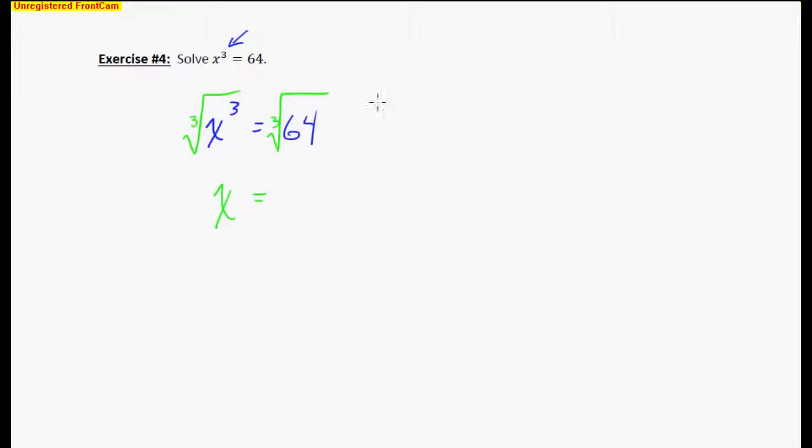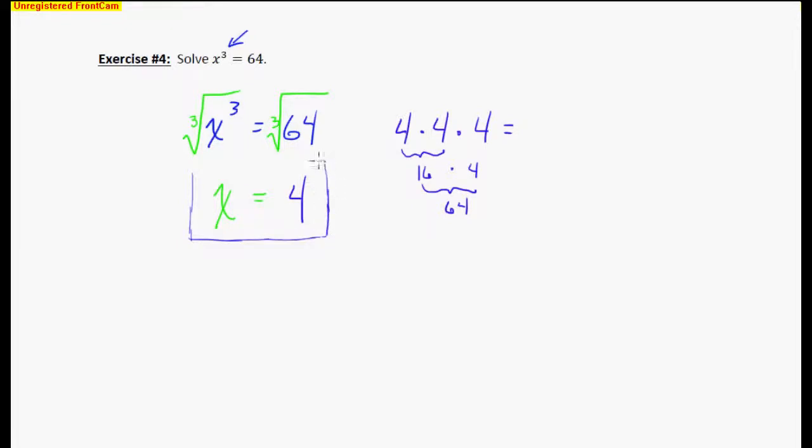Now, if you think about 4 times 4 times 4, let's see, 4 times 4 is 16, right? And 16 times 4 is 64. So if I cube root 64, I get a 4. All right, so there's my answer. Now, I can't say negative 4, right?